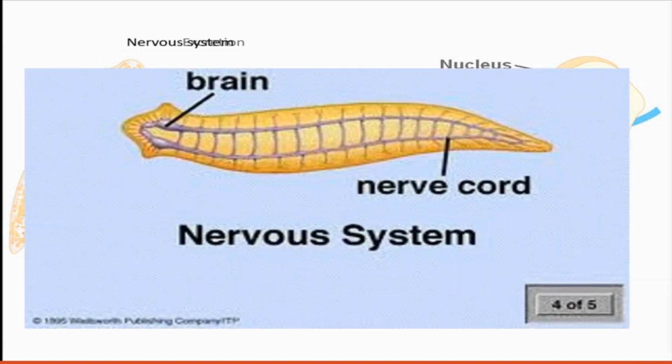Then nervous system. The nervous system consists of an anterior nerve mass here. Then two lateral and a longitudinal nerve cord are also present. This is about the nervous system. Then we are going to see about its fertilization.